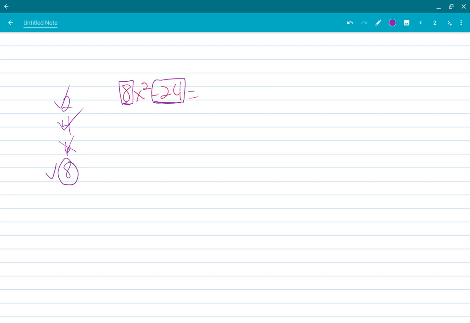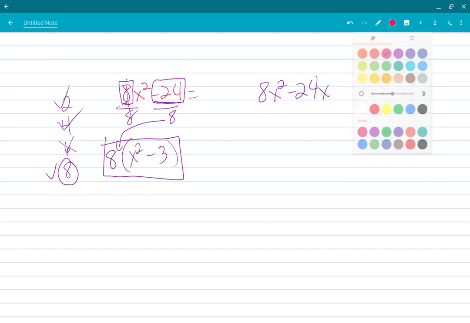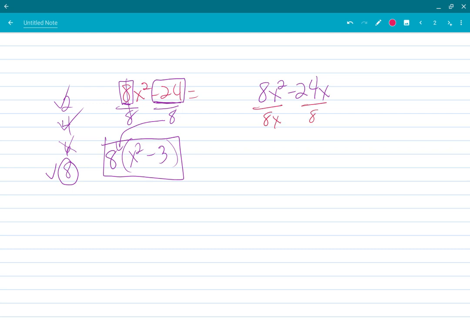That's the one you want to use, the biggest one. So you need to divide everything by 8. This is going to turn into x squared minus 3, but don't forget to bring the 8 in the front. So would it be 8x or just 8? Only 8, because 8 is the only thing we divided by. Now look at my screen. Pretend that the 24 had an x. Then you could divide by 8x because they both have an x. The x's cancel out, so this would be 8x times x minus 3.